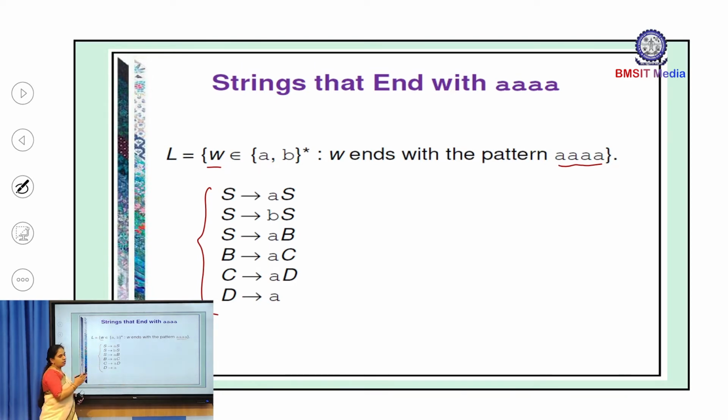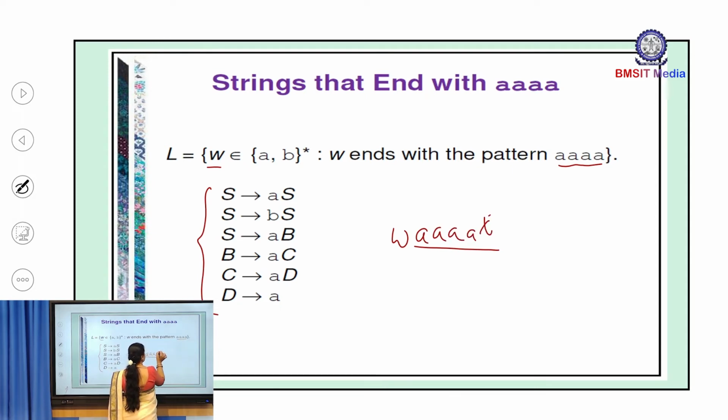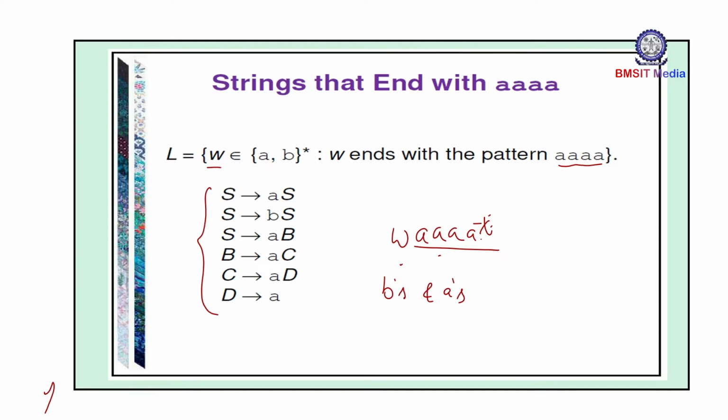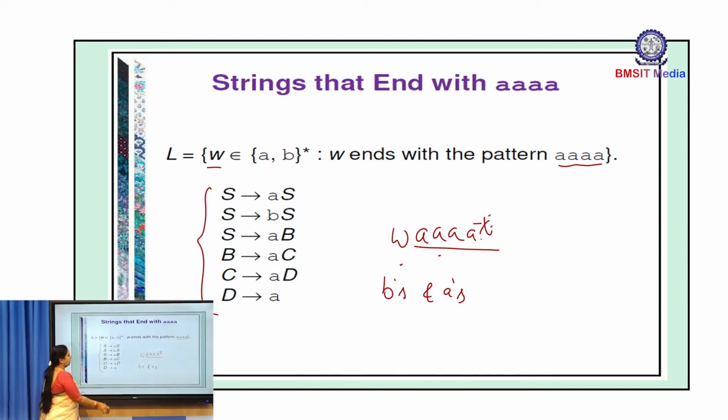Before that, this is important: the string should end with 4A. This is given in the question. But before this particular pattern, I can have any sequence of B's and A's. The string before the pattern can take any number of B's and any number of A's, so there is no constraint or restriction attached there. In the process of defining the regular grammar, we have to take care of this as well.